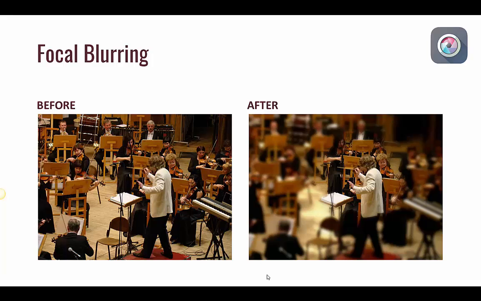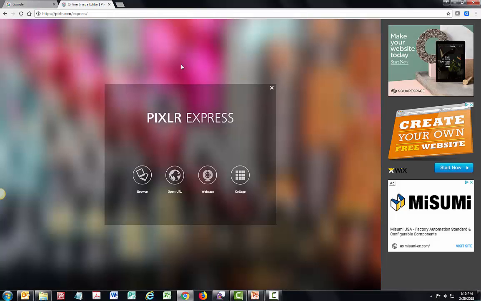The first technique I'm going to show you today is focal blurring. As you can see in this before and after, I applied a circular blur to draw attention to the conductor. I'm going to go back to Pixlr to show you how I did this. Okay, so here is the landing page for Pixlr Express. I'm going to browse for my photo because I already have it saved on my computer.